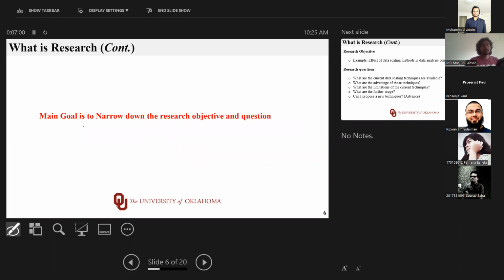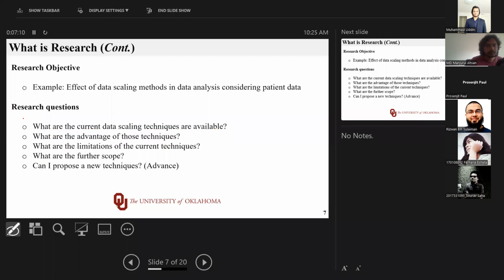So in summary, the main goal is to narrow down the research objective and the question. So this is the main point you have to remember. So how do you define the research objective? I could be wrong, but this is how I want you to understand, so that you can go through it when you write your journal paper or research paper from any point of view.